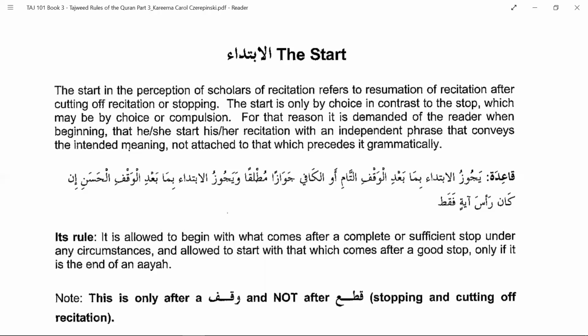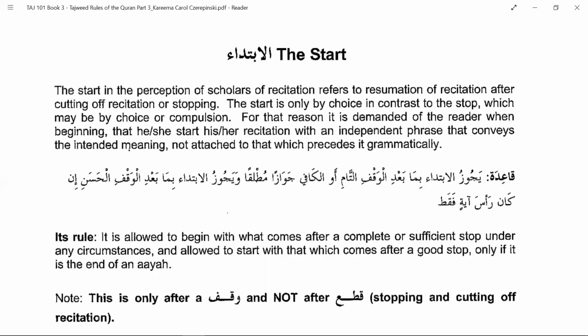Why? Because if something is attached to the previous words in grammar, you cannot break it, because breaking it changes the meaning. So whenever we start, we should know that we are making a start where the meaning is complete and the intended meaning is there. So what is the rule of start? You are allowed to begin with what comes after a complete or sufficient stop. We already saw what a complete stop and a sufficient stop were, where the meaning was complete or grammatically they were not attached to the next one. So in these cases, you can begin with what comes after this.